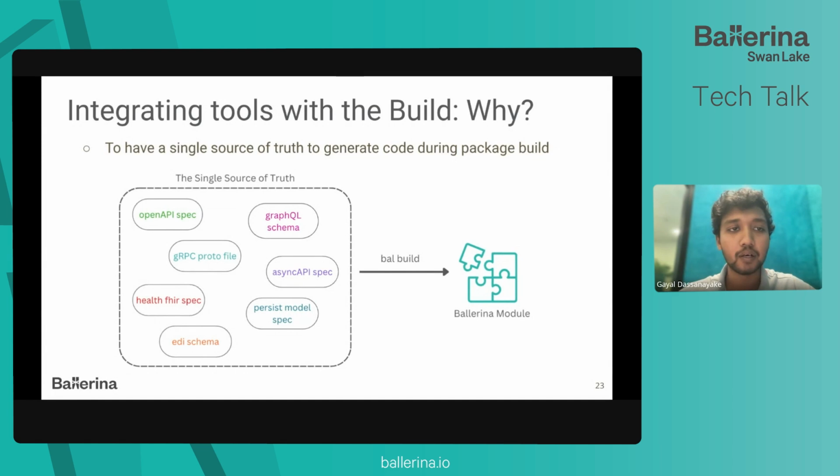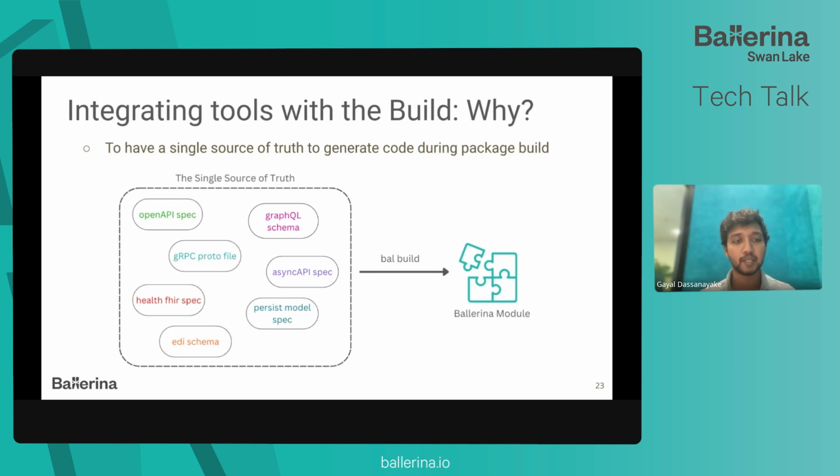So now we have a fair understanding of all the CLI tools that we have in the Ballerina command toolchain, and then we went through how we can extend all these tools by adding more and more commands, and why we need that also we discussed, and we went to the demonstration as well. So the next topic that we have is integrating tools with the package build. So let me explain first what this means.